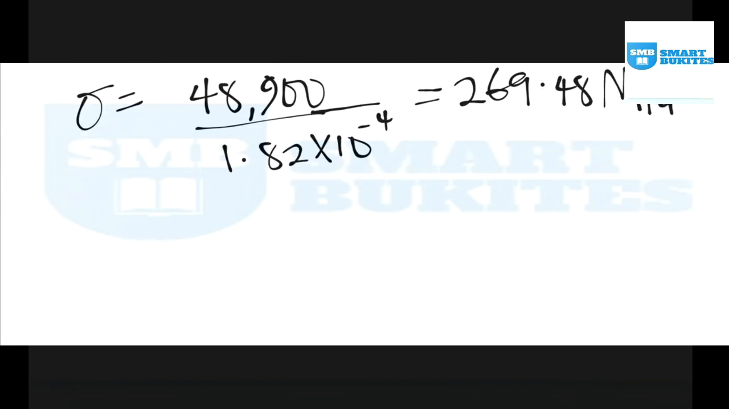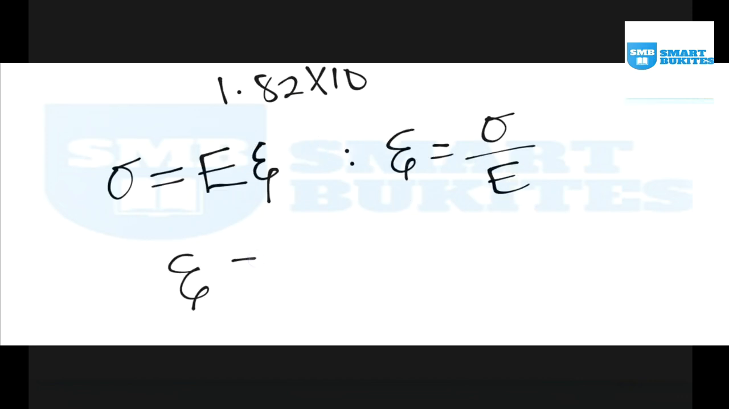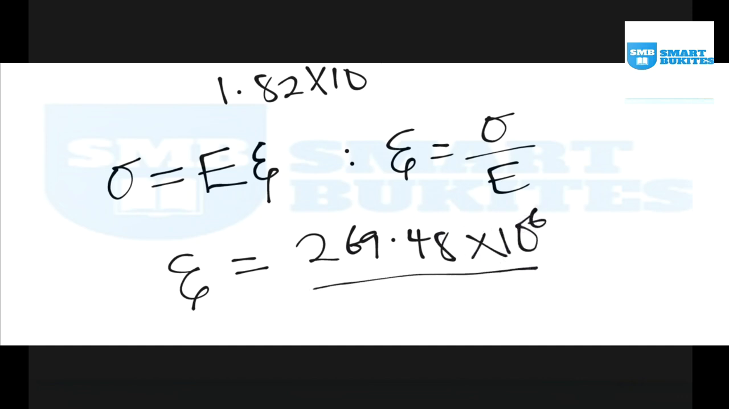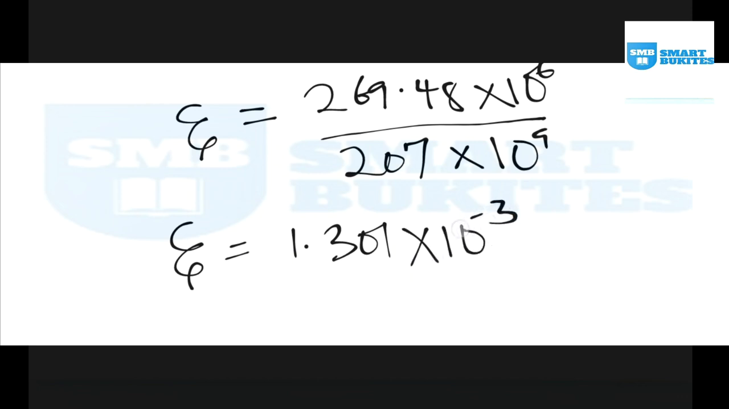This is the stress. In the elastic region, we know that stress is directly proportional to strain with the constant of proportionality as Young modulus. Therefore, strain is going to be equal to the stress over the Young modulus. Since the stress is equal to 269.48 megapascal, that's times 10 to the power of 6, and the Young modulus is 207 as given from the question gigapascal, which is times 10 to the power of 9, the strain will now be 1.301 times 10 to the power of negative 3, unitless, because Pascal has gone away with Pascal.